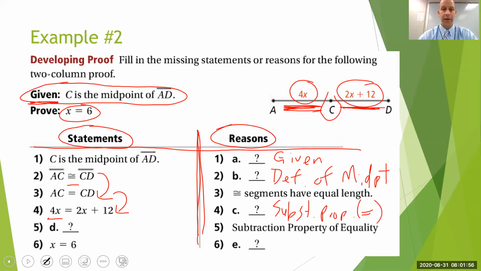Now the next one, I give you the answer for the reason, but not the statement. It says subtraction property of equality. So we must have subtracted something on both sides. Oh, I bet we subtracted 2x on both sides. So 4x minus 2x would be 2x. And so that's 12. And last but not least, how do we go from 2x equals 12 to just x equals 6? Well, that's going to be the division property of equality. And that will complete our proof.